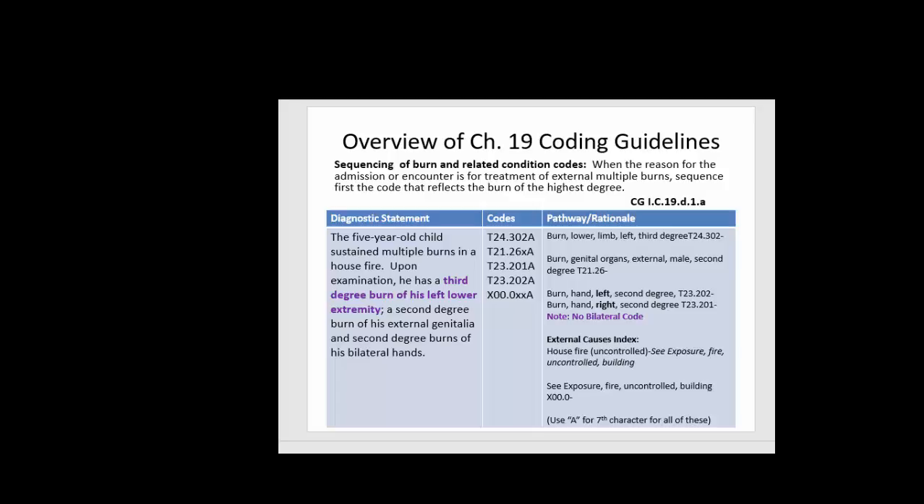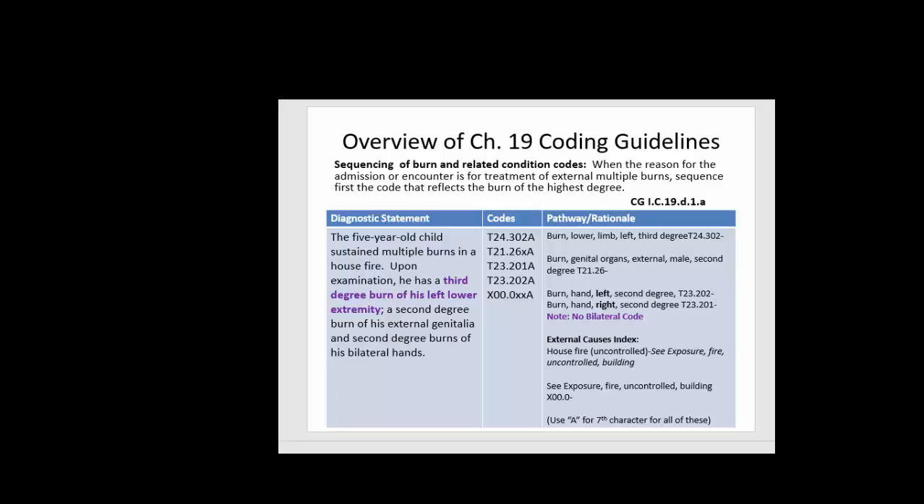The first guideline talks about the reason for the encounter, the treatment of external, multiple burns. You're going to sequence first the code that reflects the burn of the highest degree. So you're going to read your documentation and pick out those terms which tell you the highest degree burn. In this case, with the diagnostic statement you've been given, the highest degree burn is the third degree burn of the left lower extremity. So that is going to be your principal or your first listed diagnosis.